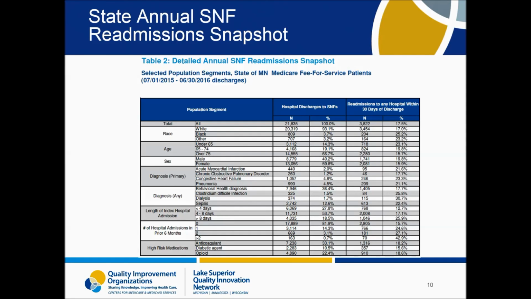For example, for the first row, total, 21,835 patients were discharged from a hospital to a nursing home. This is all patients, so the percentage is 100%. The next column shows the number of readmissions that happened within 30 days of discharge for each of the categories that you see here. And the final column is the readmission rate. This is the percentage of the total that this falls within. So in the first row for total example, there were 3,822 readmissions. This is 17.5% of the total, and that is the readmission rate for the total population segment for this time period.